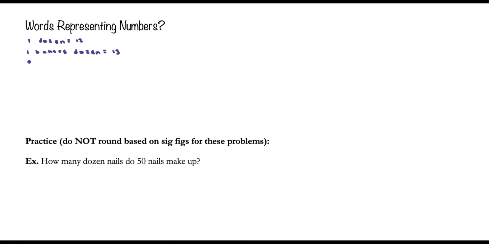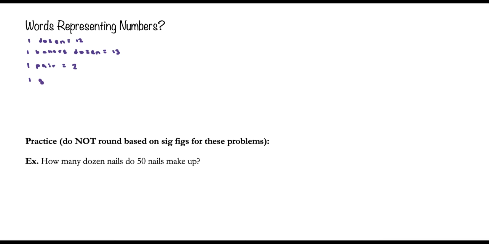All right, let's talk about some other words that represent numbers. A pair. So if I tell you I have 1 pair, how many do I have? Well, I've got 2. Right? So normally we refer to a pair when we're talking about shoes, but I could say I have a pair of brothers or I have a pair of calculators. That represents 2.